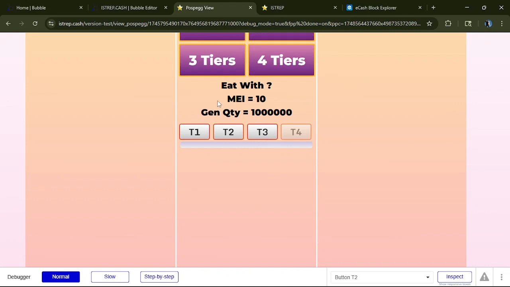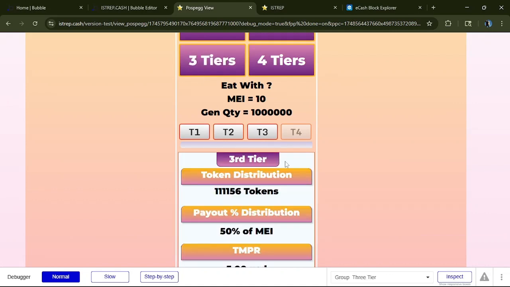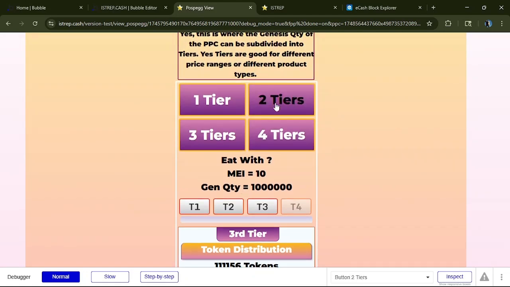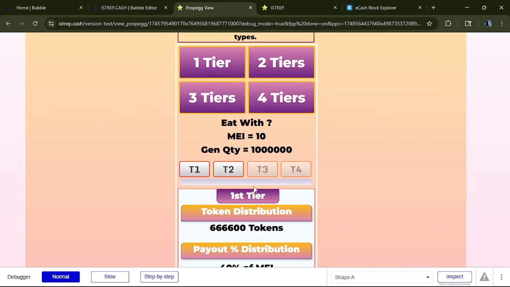If we click three tiers, we'll see that the Genesis token is split up in a particular way: 20% for the first tier, 30% for the second tier, and 50% for the third tier. And then in two tiers, we just took the tier structure and gave this one two-thirds and this one one-third.